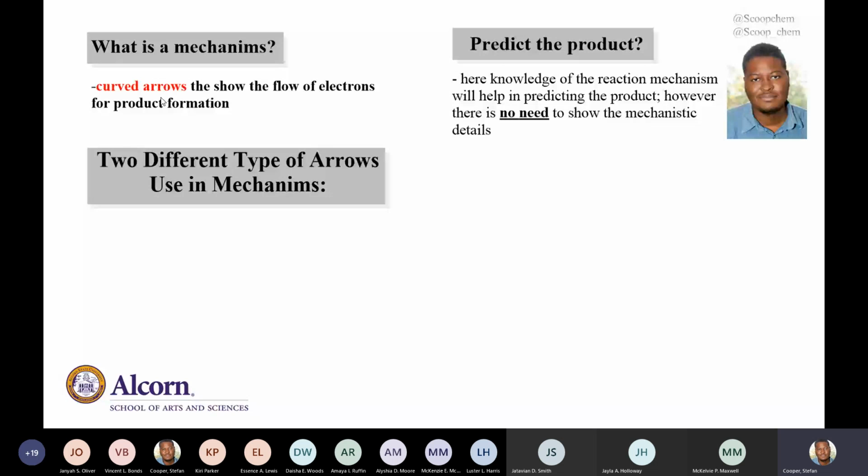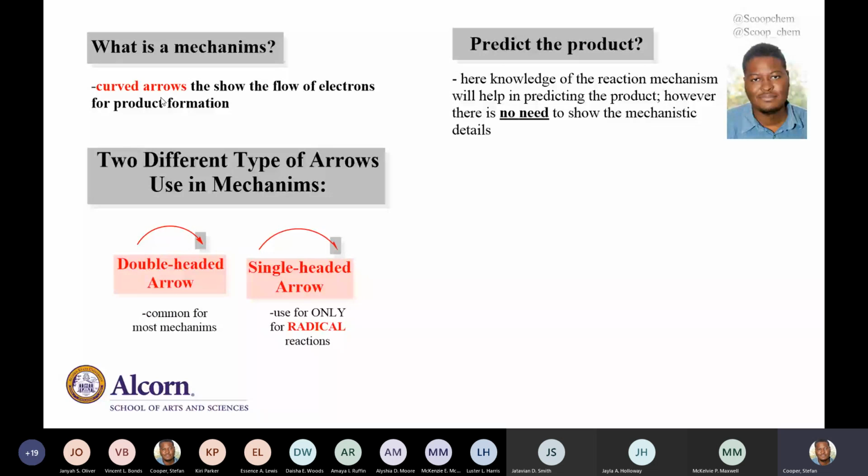All right, another big thing here that was kind of an issue that I want to make sure I clarify today is the difference between a double-headed and a single-headed arrow. Single-headed arrows are always used when I'm doing reactions with radicals. A single-headed arrow describes the flow of one electron. So it's very important to be able to use the correct arrow there.